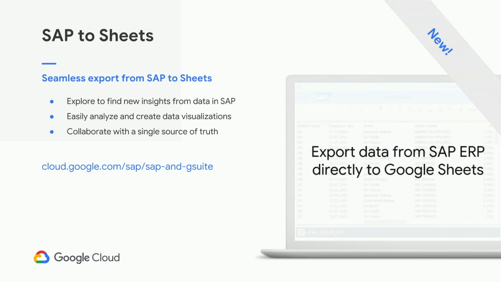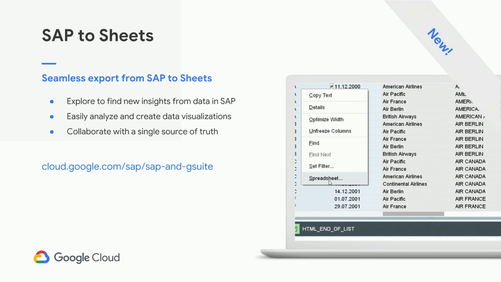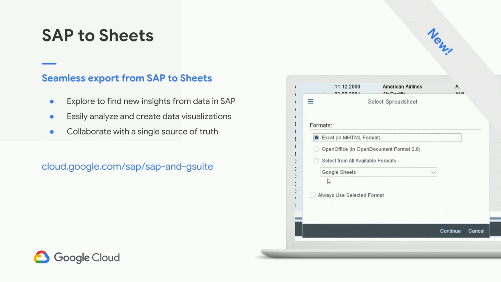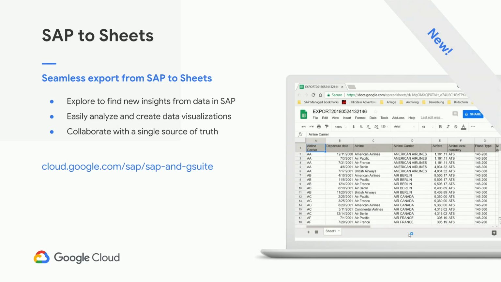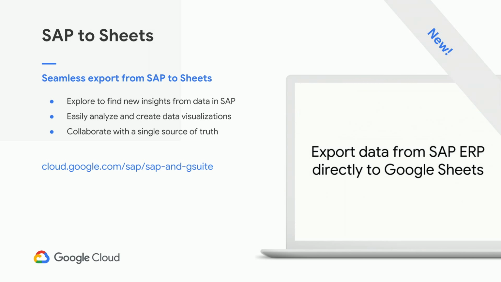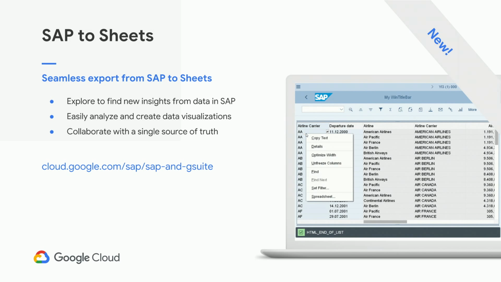Next, we're excited to talk about SAP to Sheets. This is a new feature that launched in the last year. Now we have seamless export from SAP into Sheets. We know a lot of companies live on SAP. All the operations data that's stored there is very critical for business. And so now, very simply, you can export from SAP right into Sheets, open up the file in Sheets and see all the data and do simple analysis in Sheets. If you want to check out more about this, you can go to the link on the screen there, cloud.google.com/SAP/SAP-and-G Suite.